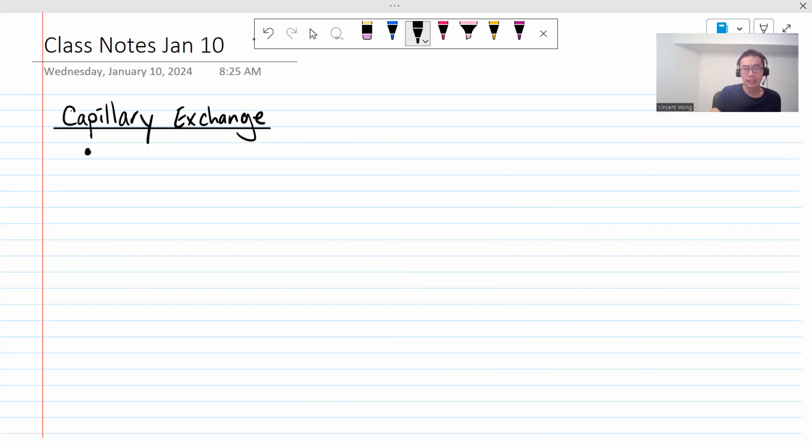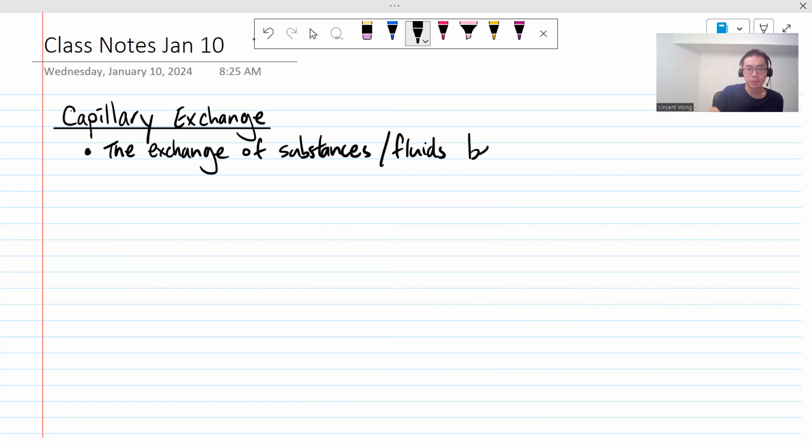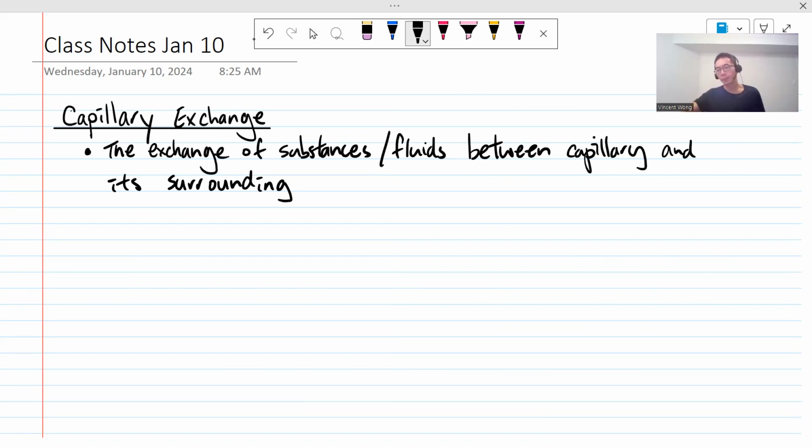Which, in the simplest sense, is basically the exchange of substances, right, and fluids between capillary and its surrounding. Okay.